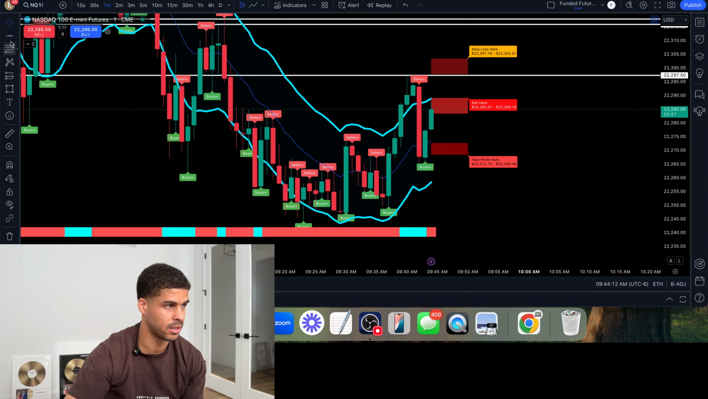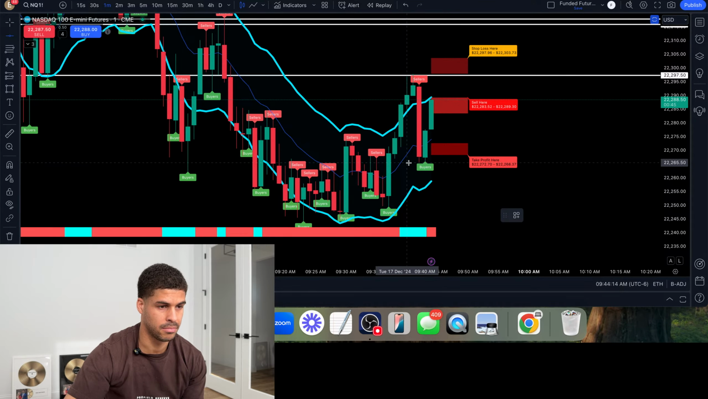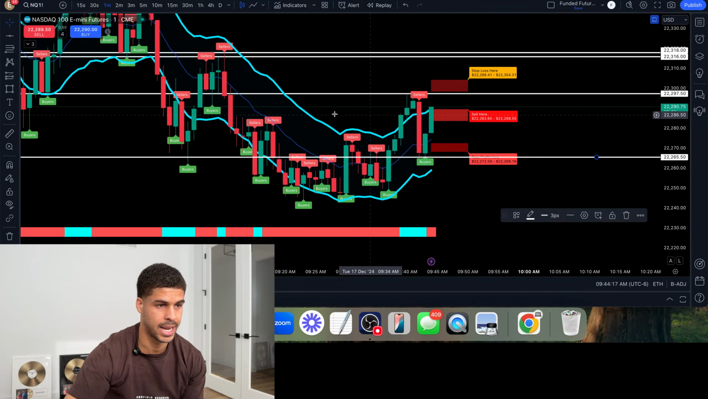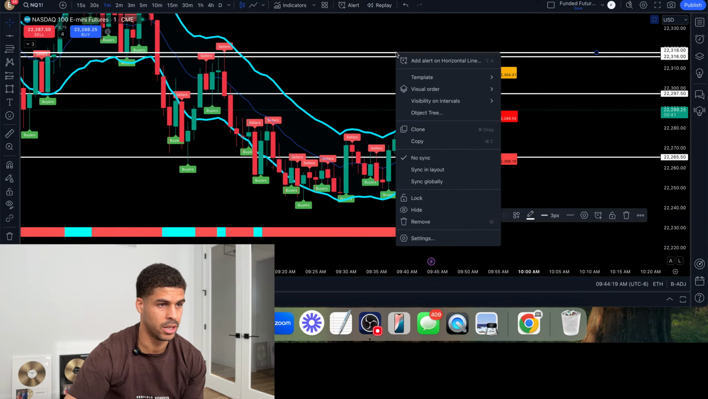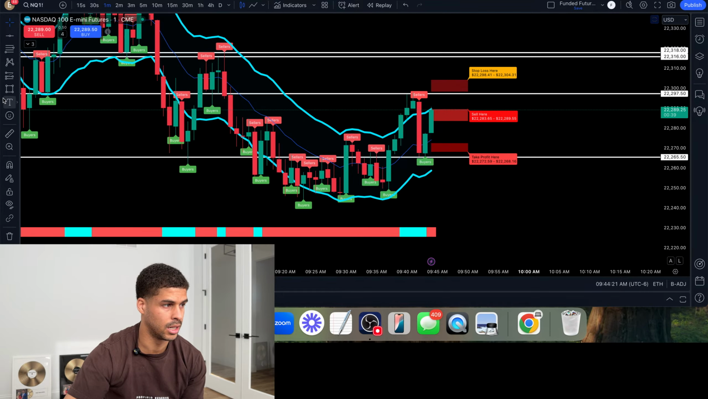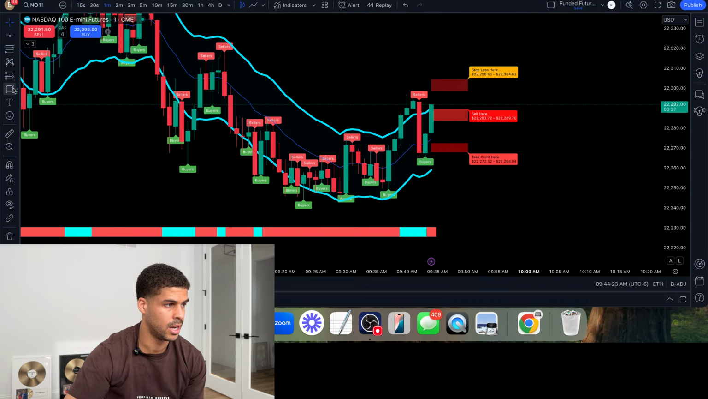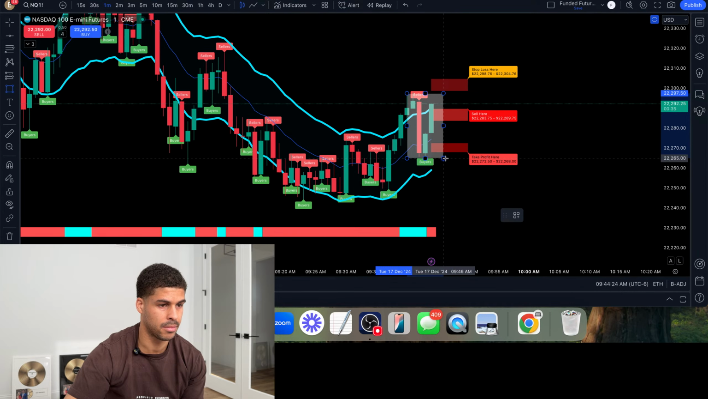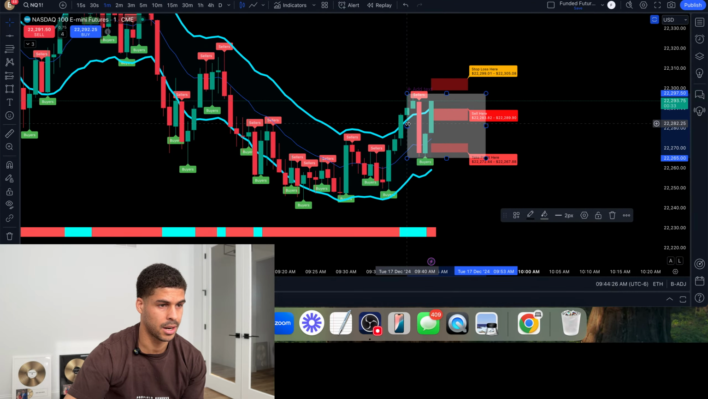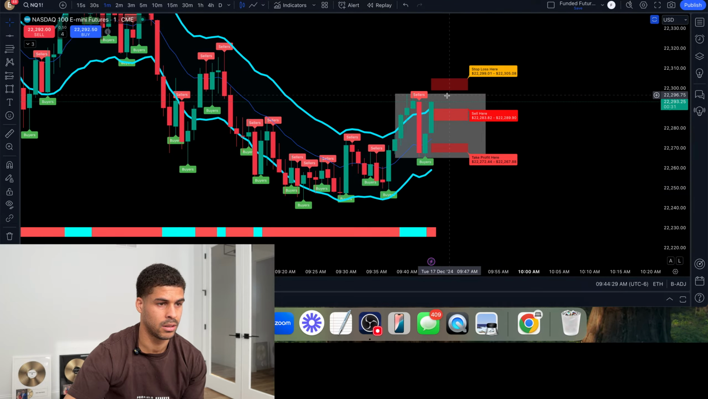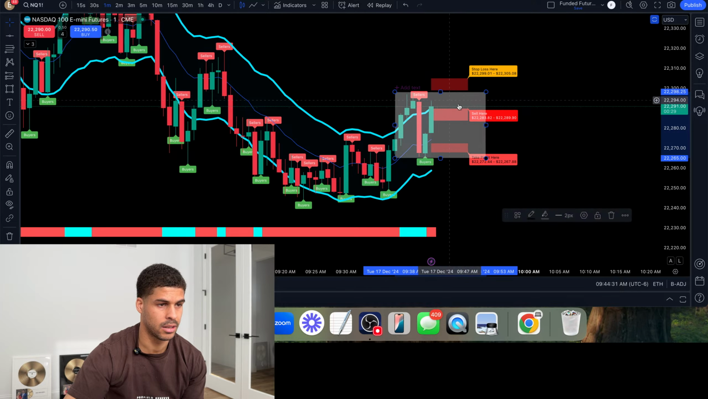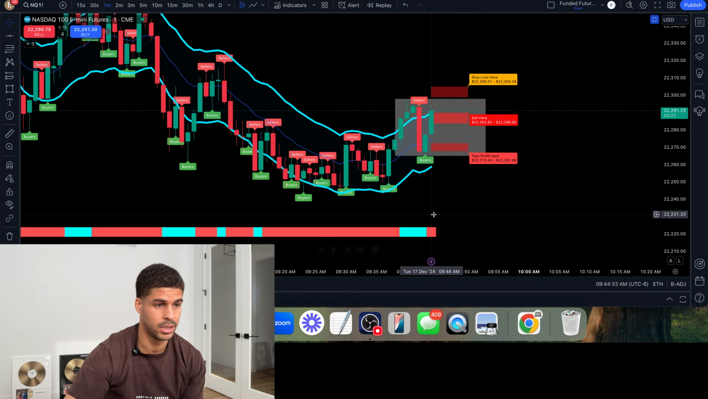Not what I was expecting, but we're gonna wait. And now I've got this area that I really want to trade. So let's get rid of that. Actually, let's get rid of all this and just draw top, bottom, boom, boom. Wait for price to get out of this thing. We'll figure it out.